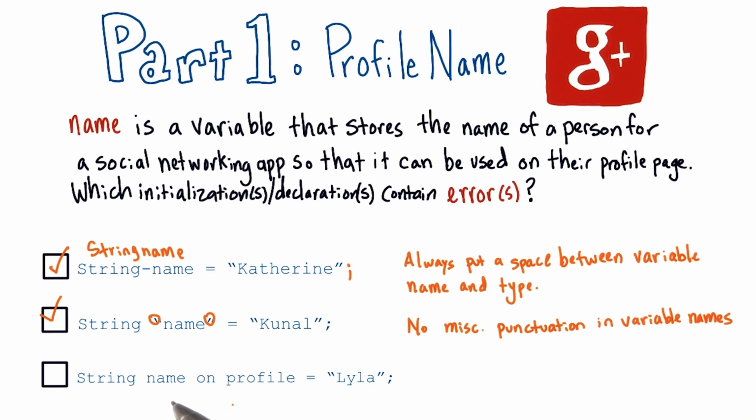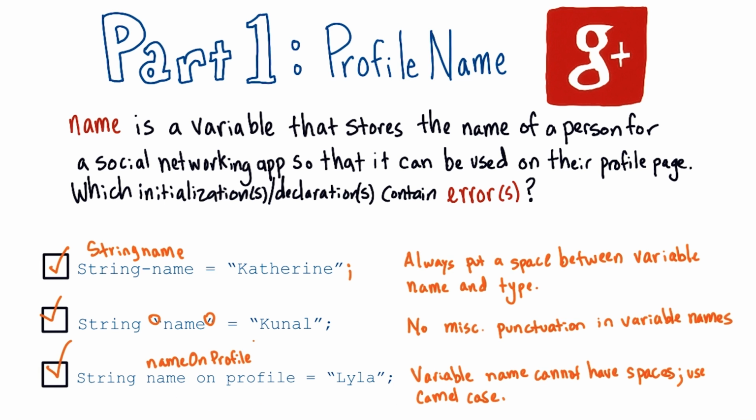So how do we solve this? Well, usually if we want a name like this, we'd just write it in camel case. So you could write something out like nameOnProfile with the O and P being capitalized and no spaces in between. And this is a great variable name, especially if you want to be able to include all of these words.